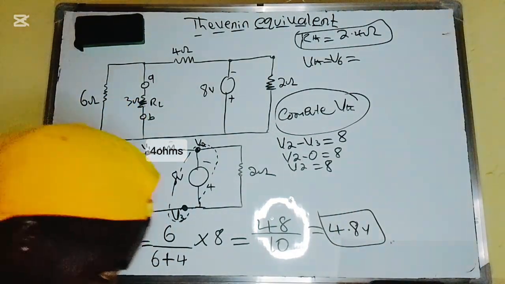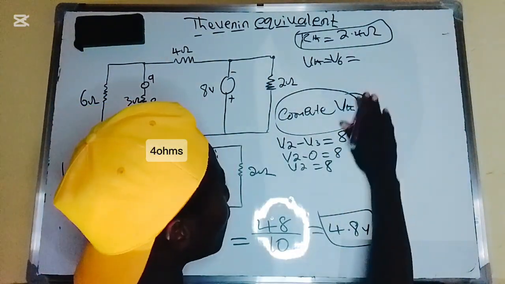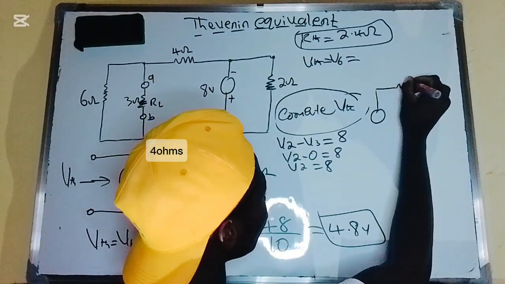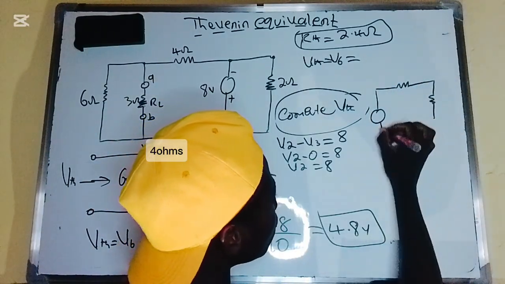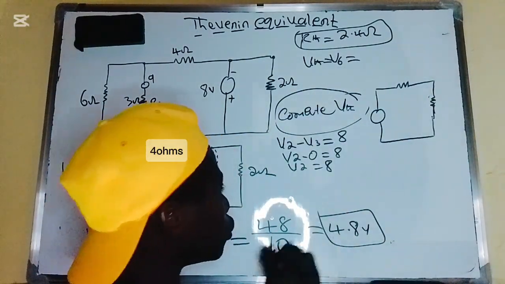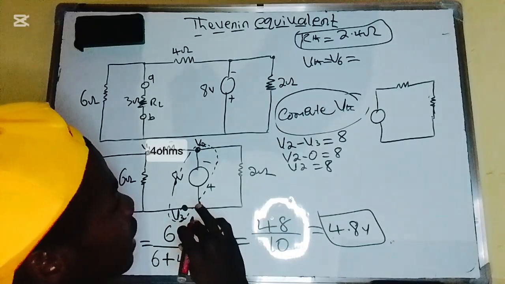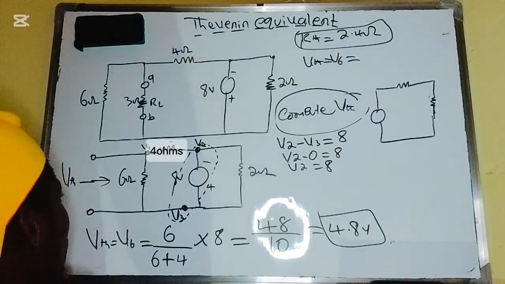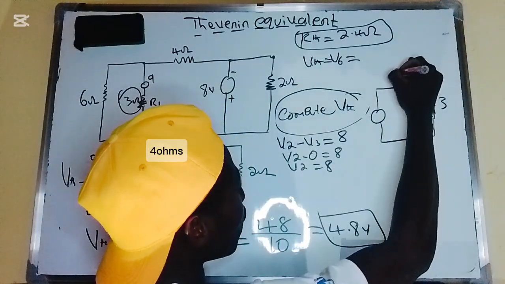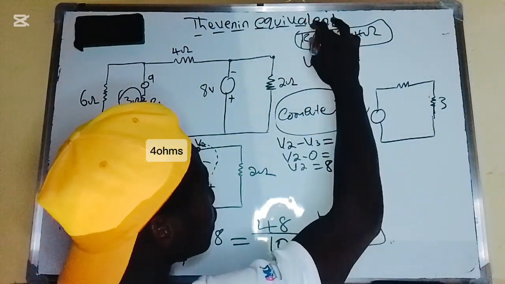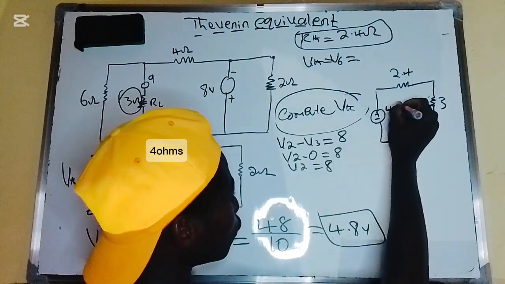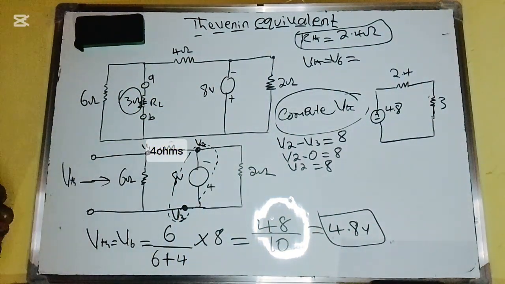So the new circuit here should now be, let me draw the circuit. I have the voltage, the Thevenin resistance, and the load current. The load current, as usual as I draw it, is 3. So this is 3, and therefore I have the Thevenin resistance as 2.4, and I have the voltage as 4.8. So this is the circuit.